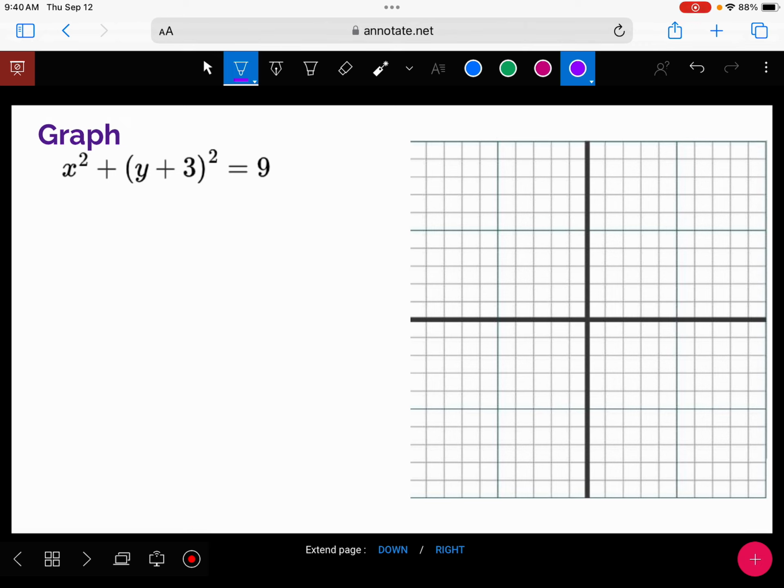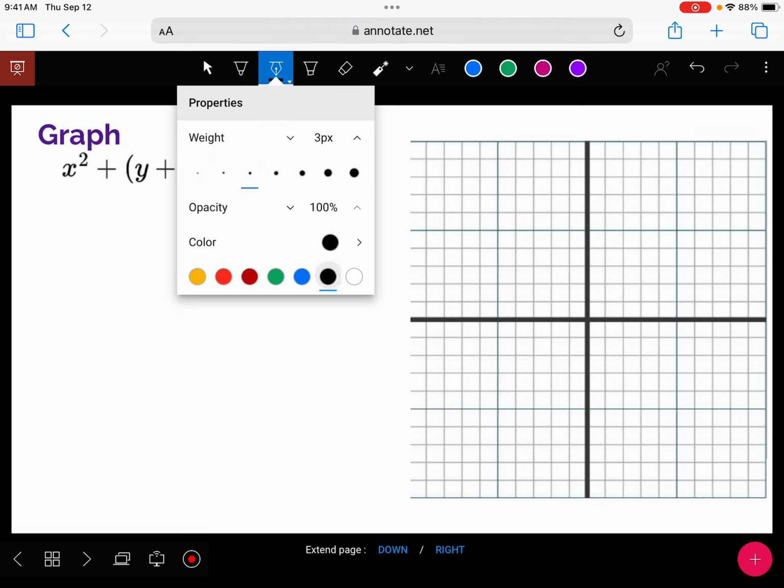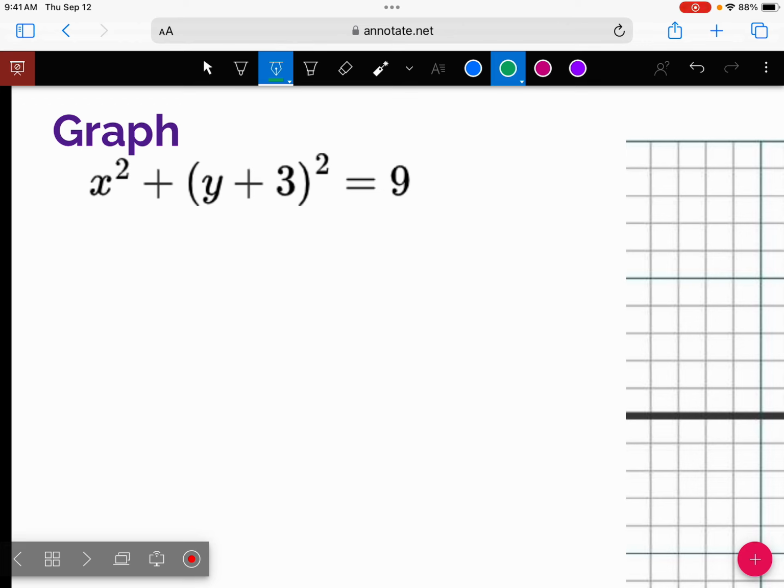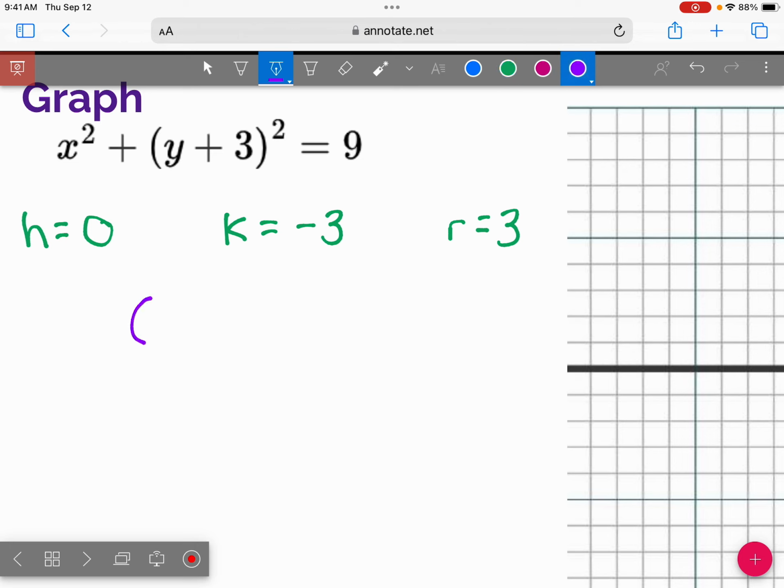x squared plus y plus 3 squared equals 9. So we need to find our h, our k, and our r. What is our h? 0. What's our k? -3. What's our r? 3. r squared is what our equation equals. So our center is going to be at the point 0, -3.